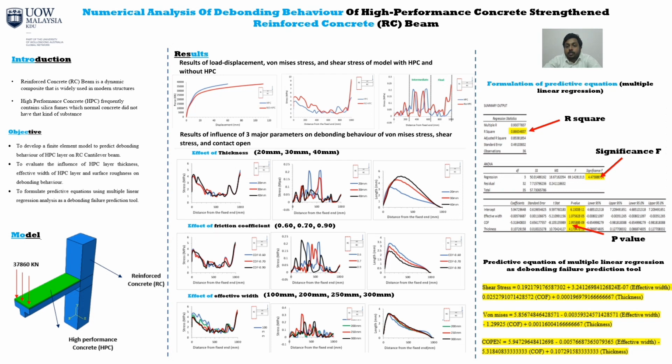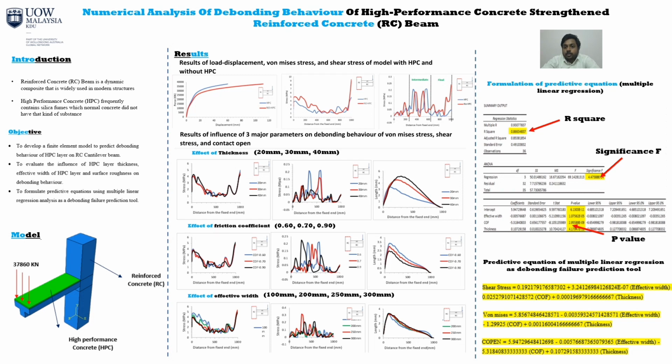Let's move on to the effect of friction coefficient. From these three graphs, we can summarize that a smaller coefficient of friction contributes to less shear stress and less bond mixture stress due to the smooth interface between reinforced concrete and HPC layer, while a higher coefficient of friction contributes to less contact open due to the rougher interface between HPC layer and reinforced concrete.